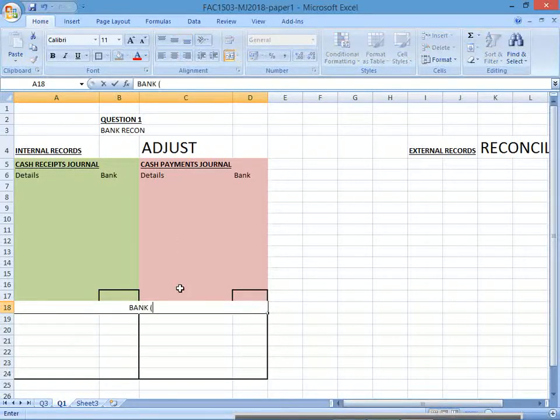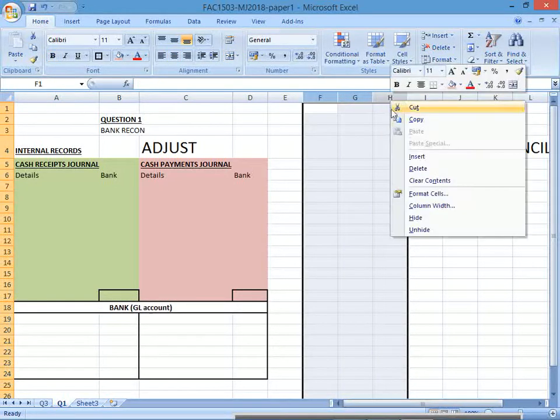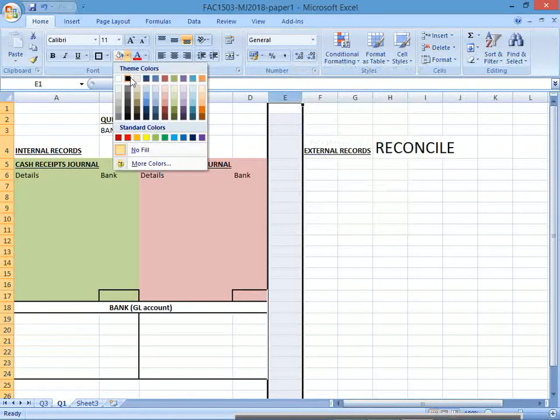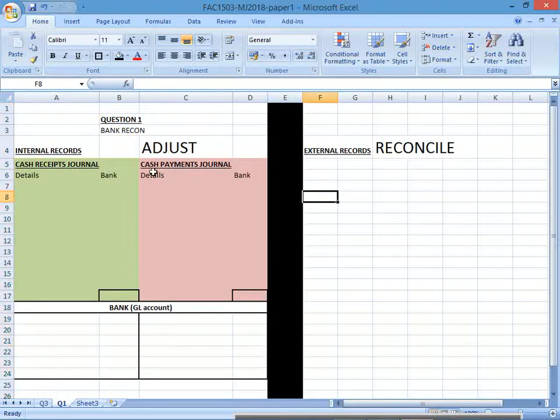Bank, brackets, this is the general ledger account. Let's bold that. Right, then you've got external records. What's on the left stays on the left. What's on the right stays on the right. You don't reference anything. It's completely separate. Your books are your books, the banks are the banks.